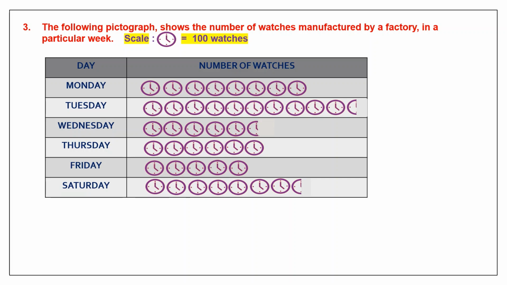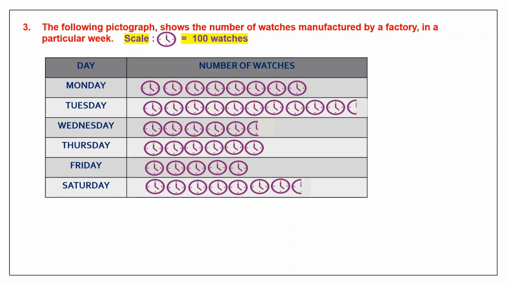Question 3. The following pictograph shows the number of watches manufactured by a factory in a particular week, and the scale is also given to us. So we have this pictograph. The first column is days, second column is number of watches manufactured. Now the scale tells us each symbol of a watch stands for 100 watches. So when you see one symbol, remember it stands for 100 watches.